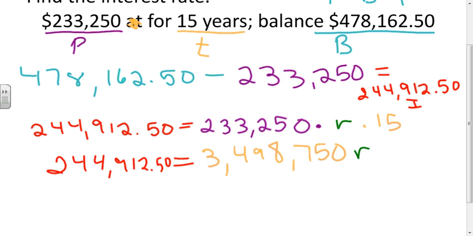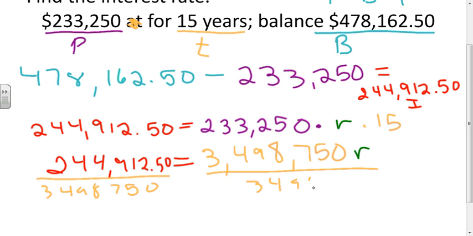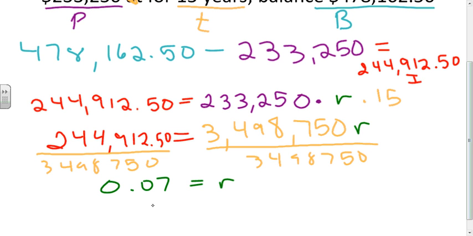And then to solve for r, I'm just going to divide both sides by the coefficient. And I find out that r is equal to 0.07. Again, I'm looking for the interest rate, so that is just 7%.